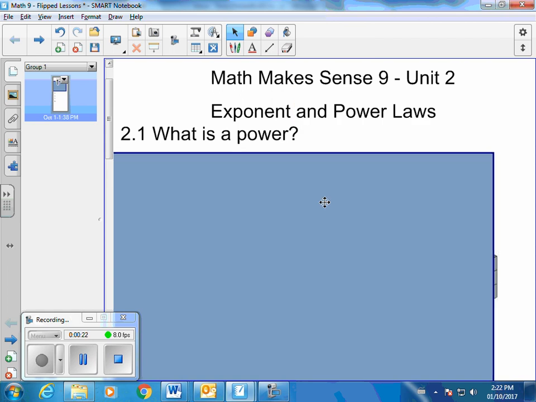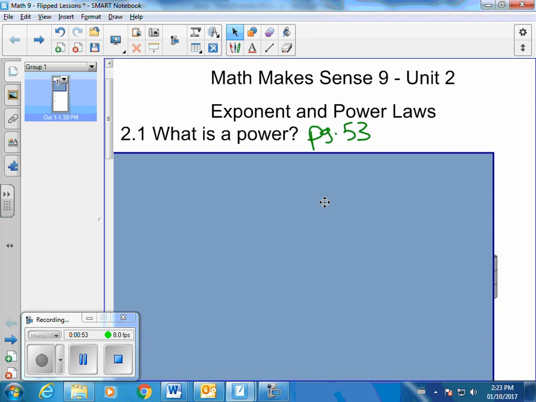The question is, what is a power? What we're looking at today is to recognize both when we see something that has an exponent, or a power as it's called, and then what that means so we can understand how to manipulate it within the different math equations that we're going to run across them in. So we're going to start on page 53 of the Math Makes Sense 9 textbook. If you've got one to follow along, go ahead and open up there.